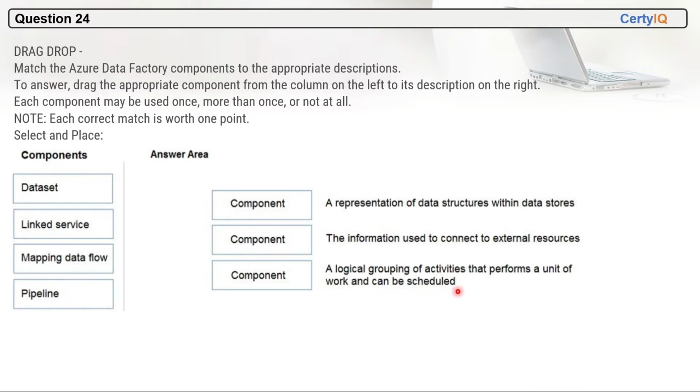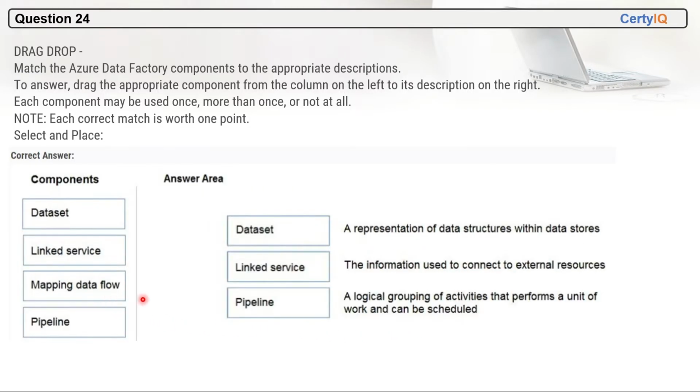Third, a logical grouping of activities that perform a unit of work and can be scheduled. So this is a pipeline, right? Pipeline is a logical grouping of activities that perform a unit of work and can be scheduled. So these are the components of Azure Data Factory, and these are their definitions and descriptions. These are the correct options.